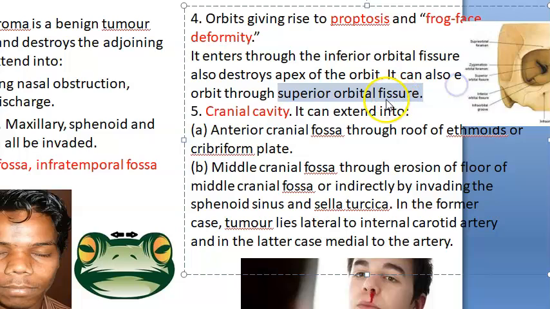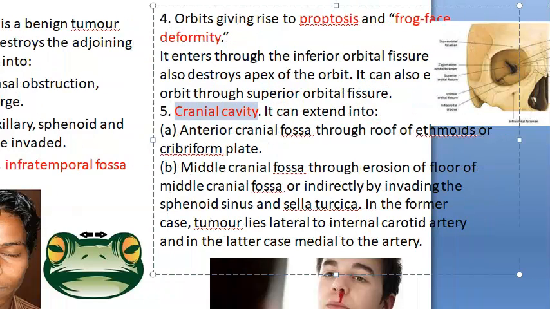It can enter via the superior orbital fissure also. Now then it will go to the cranial cavity. How will it go? It can extend into the anterior cranial fossa through the roof of ethmoids or cribriform plate. Cribriform plate, you know where, right? In the nose, above, where you have your olfactory. So through that it will go to the anterior cranial fossa, or it can go to the middle cranial fossa.